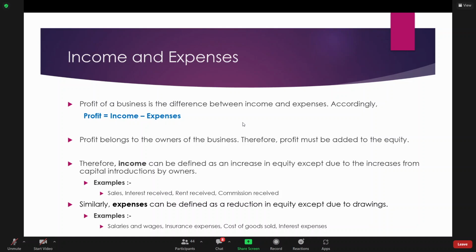For example, income: sales income, interest income, rent income, commission income. All these are income types, and they will increase the owner's equity. And expenses could be, we can see 1,001 different types of expenses in businesses, like salaries, wages, insurance, water, electricity, cost of goods sold, and so many different types of expenses in a business organization.